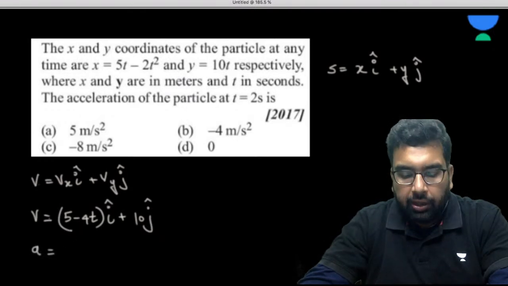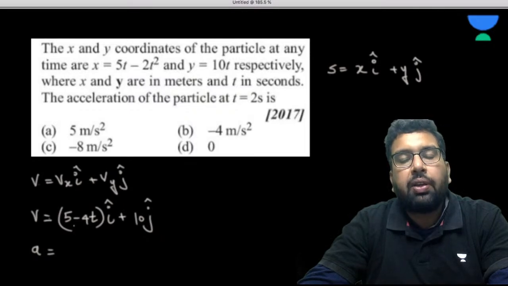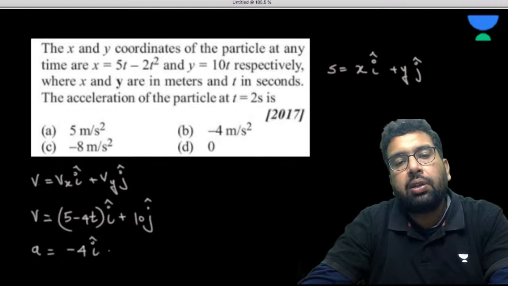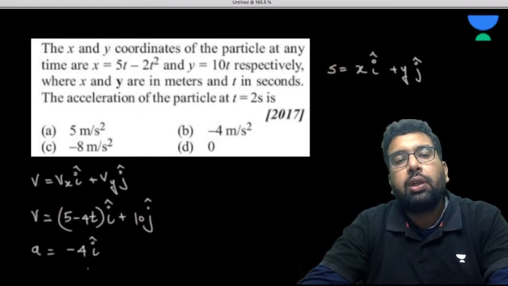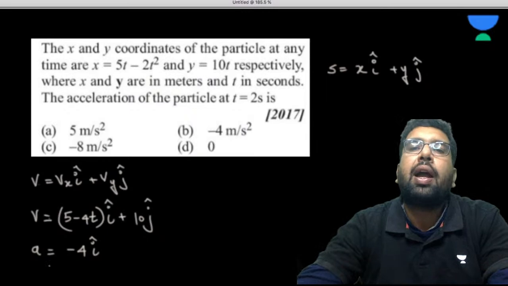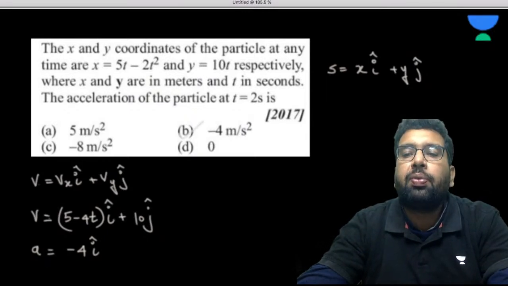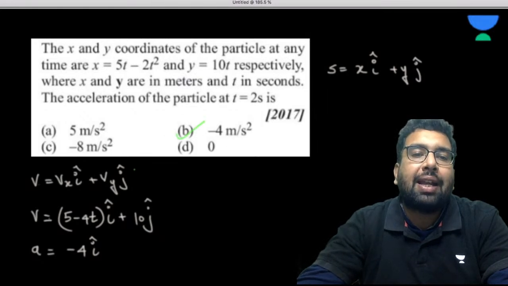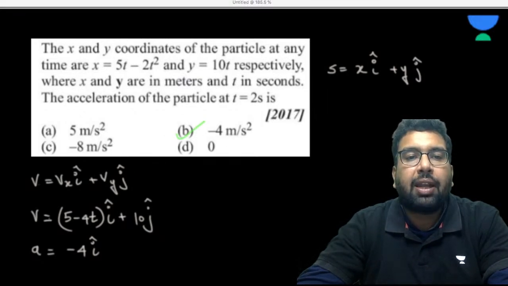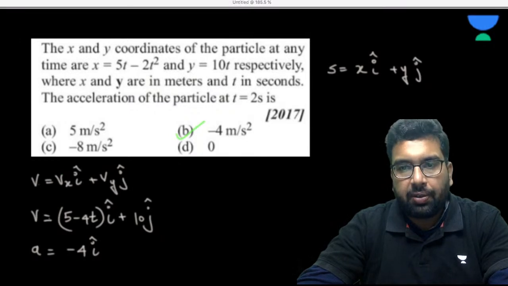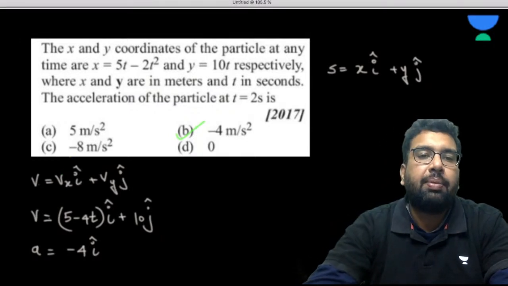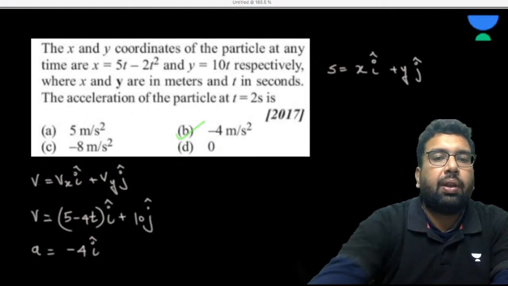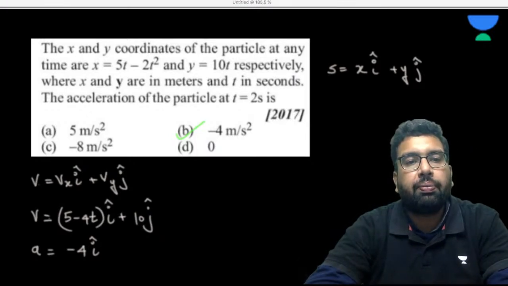Now, what is going to be the acceleration? Acceleration is the derivative of the velocity. If I differentiate this, I get minus 4 i, and the other is constant, so it becomes 0. So the acceleration is minus 4 i cap. That means it is 4 in the minus i direction, so we can write it as minus 4, given the options. Clear? Please answer me. Is that clear to you or not? Okay, moving to the next question.